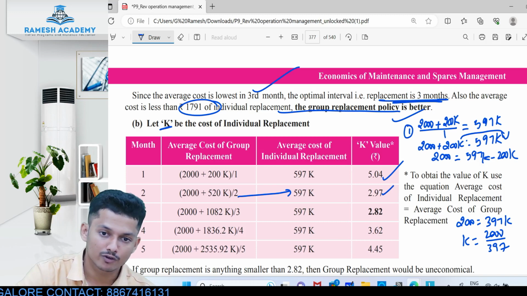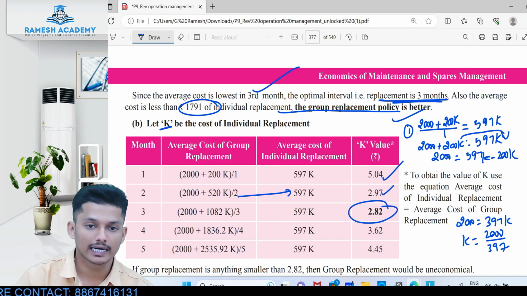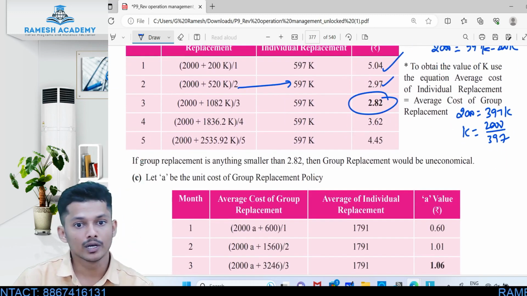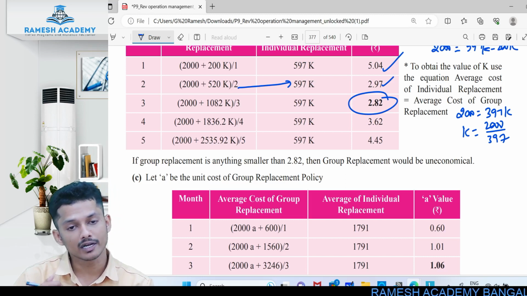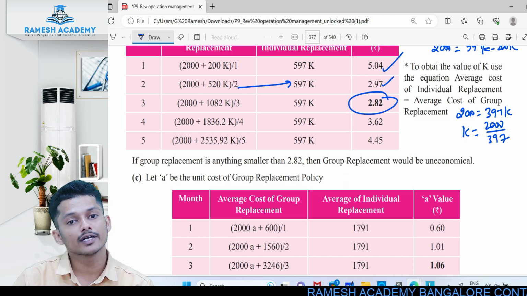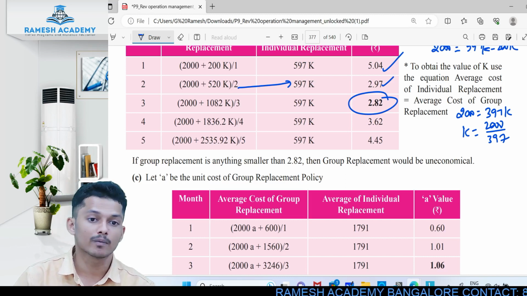So similarly, if you go at the third month only, you get less, that is 2.82. If the group element price is anything smaller than 2.82, then group replacement will be uneconomical. Okay, like if suppose the group element is lesser than 2.82, then that is uneconomical, we cannot bear that.